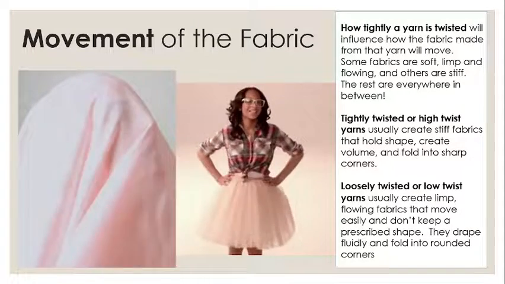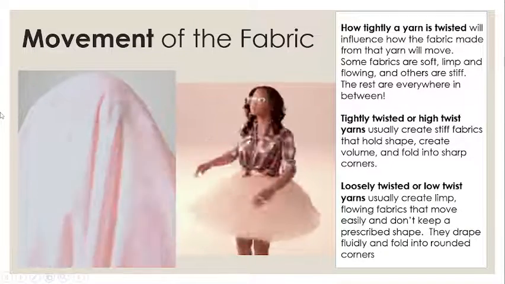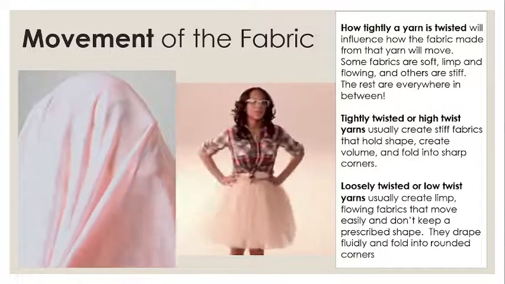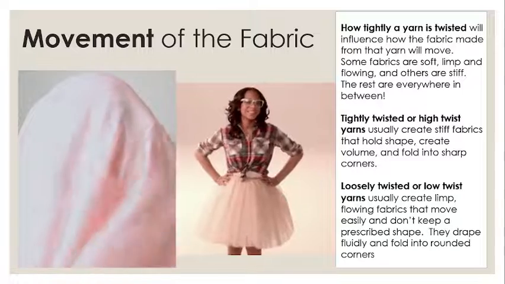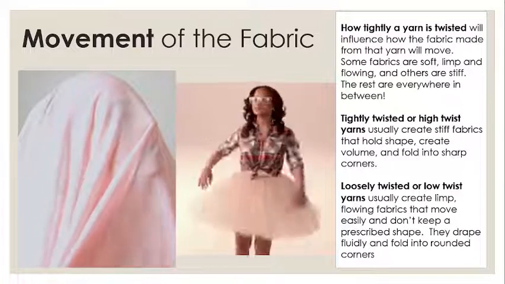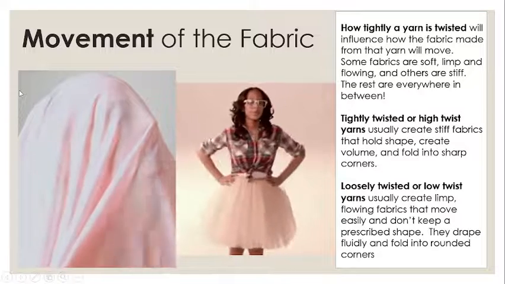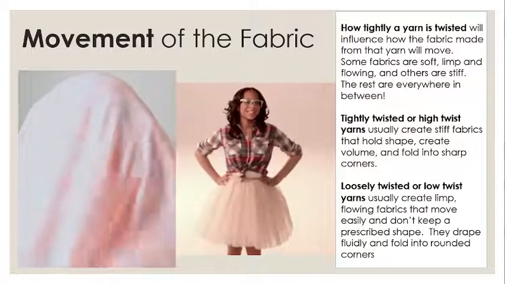Here we can see on the left a fabric that I would probably call a georgette. It looks very much like a georgette. Georgette is very soft and flowing. Georgette is also a little bit sheer, but we'll get into that later. That's not really related to yarn twists.